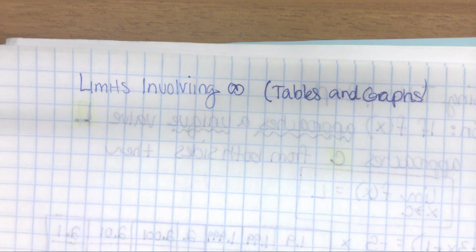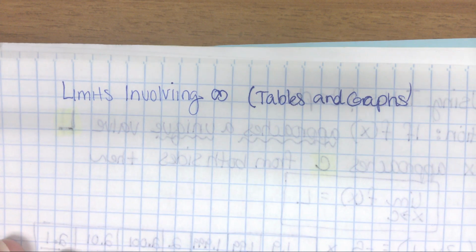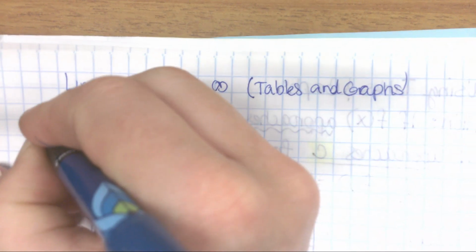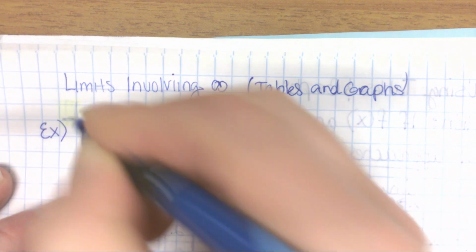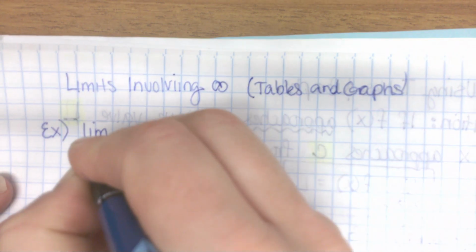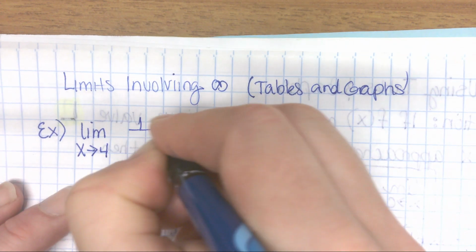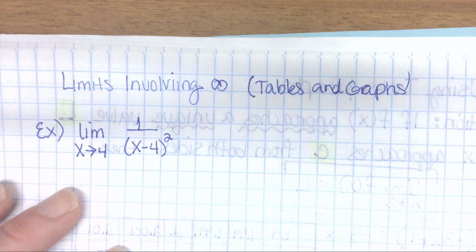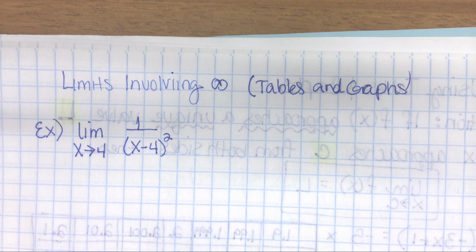Okay, so the first limit that I want to look at is the limit as x goes to 4 of 1 over (x minus 4) squared. And I am going to show you a table and a graph, but here's what I'm going to tell you.